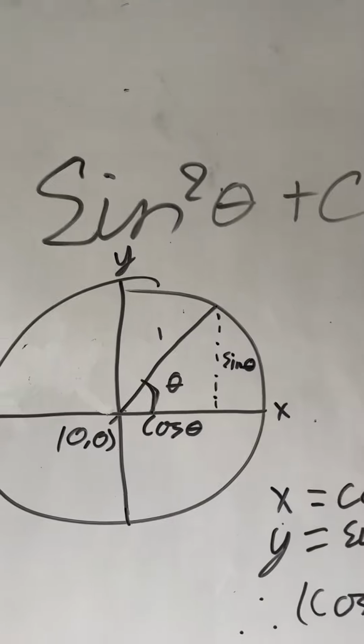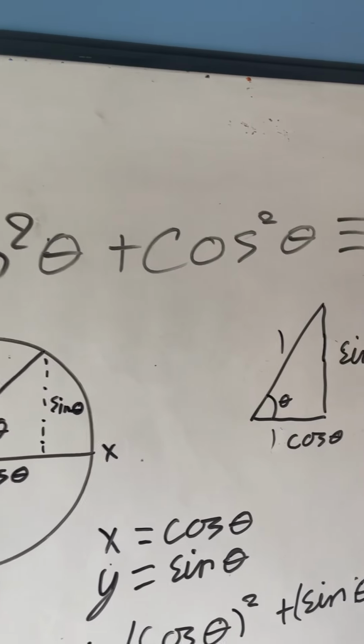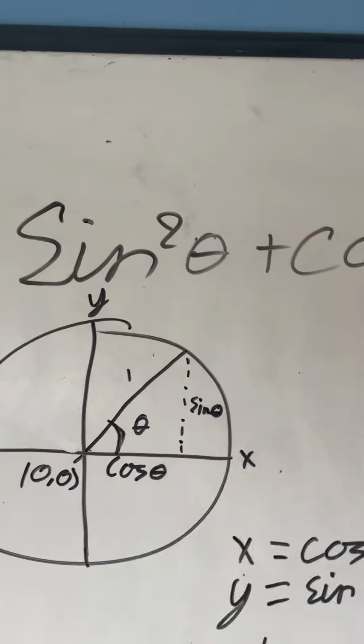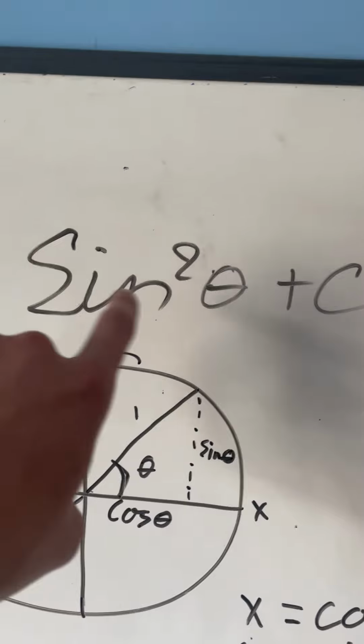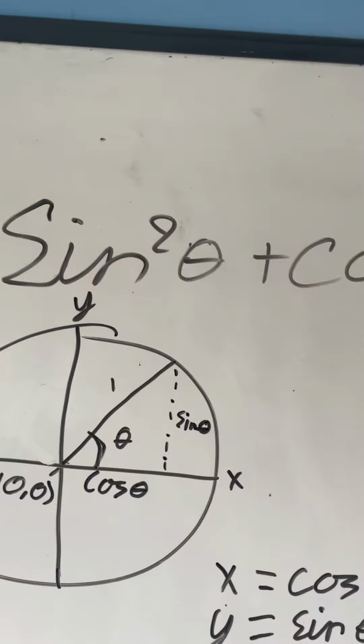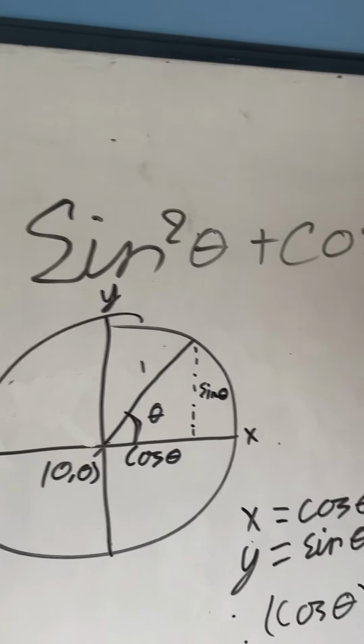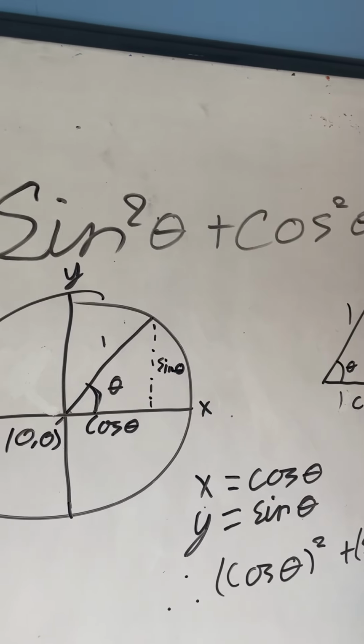This is written as sine squared theta plus cosine squared theta is equal to 1 for simplicity, with the 2 being above the sine instead of in a bracket and then squared. These two are exactly the same thing, they're just written in slightly different ways.